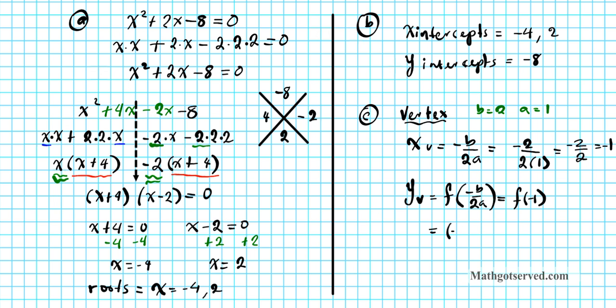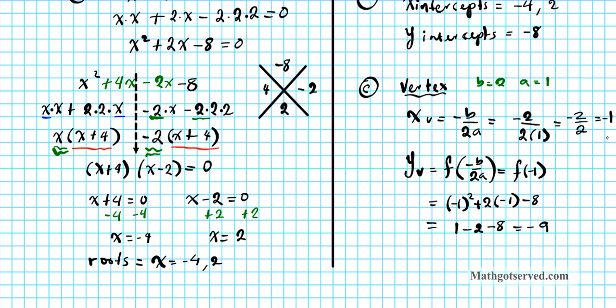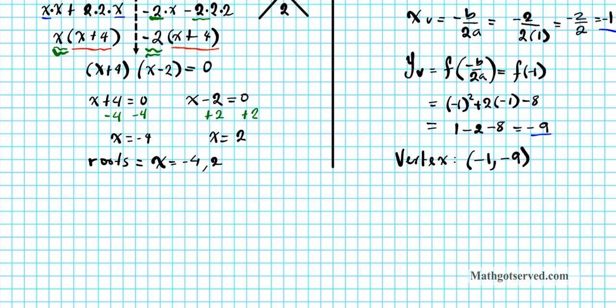Alright, so it's going to become negative 1 squared plus 2 times negative 1 minus 8. Now we're going to use the order of operations to simplify this expression. So we have 1 minus 2 minus 8. This comes out to negative 9. Okay? Now that we have the x-coordinate of our vertex and the y-coordinate of our vertex, the coordinate of the vertex is going to simply be the combination of the two, negative 1 for the x and negative 9 for the y. Alright? So that gives you your vertex.